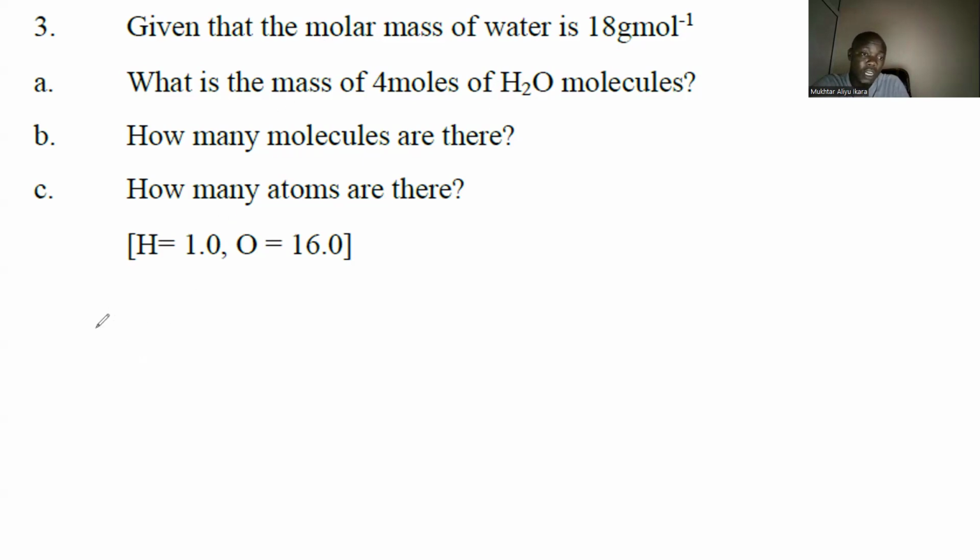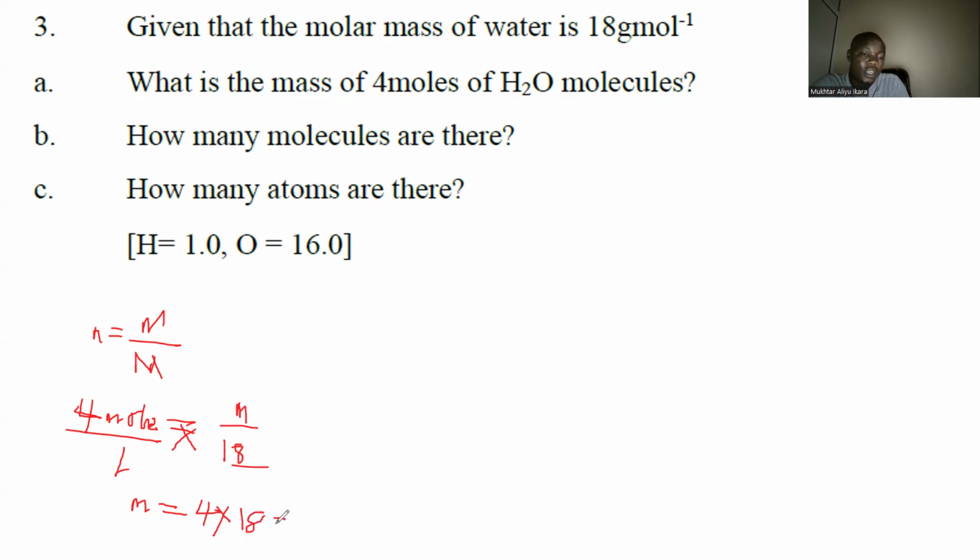What is the mass? So remember we said mole is equal to mass all over molar mass. So we have our mole. Our mole is 4 mole here. We have 4 mole is equal to mass, which is unknown, over our molar mass, which is 18. So what do we do now? We do cross multiplication this time. Then we now have mass is equal to 4 times 18. So whatever we get as our final answer is our mass. And then B.